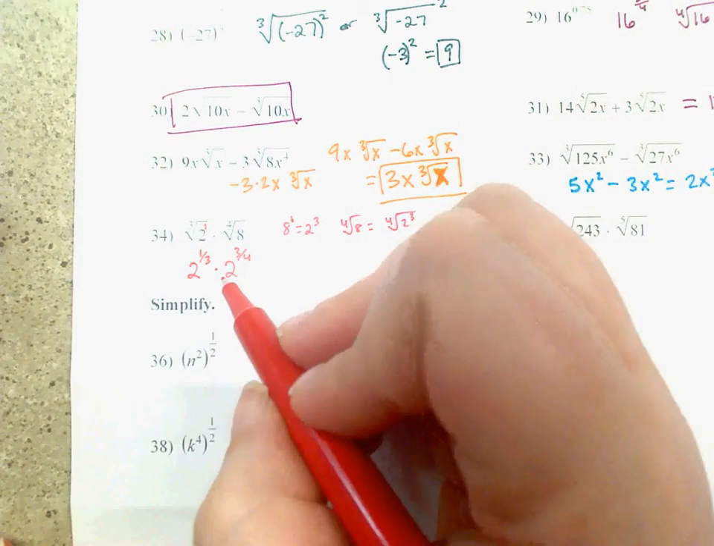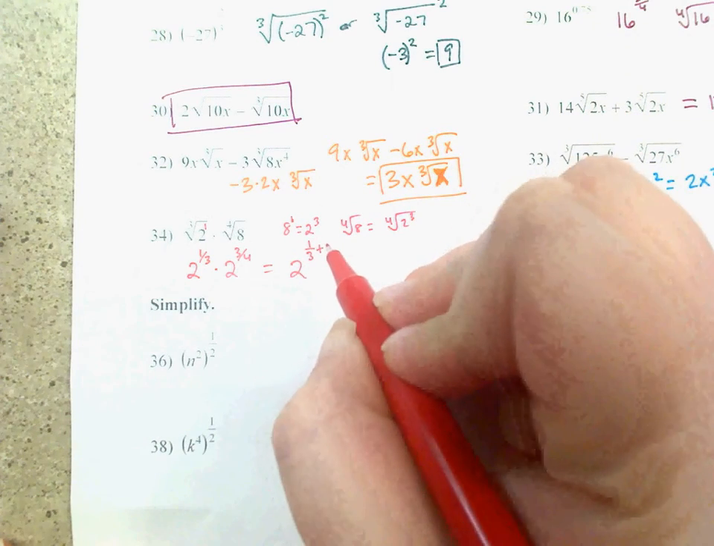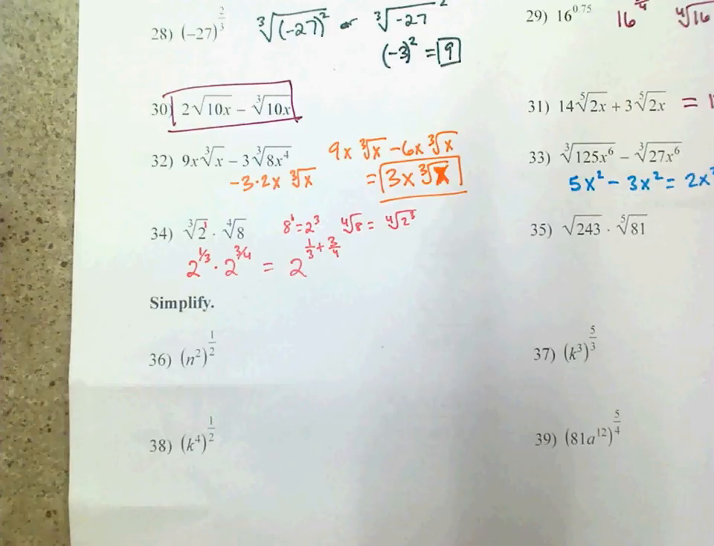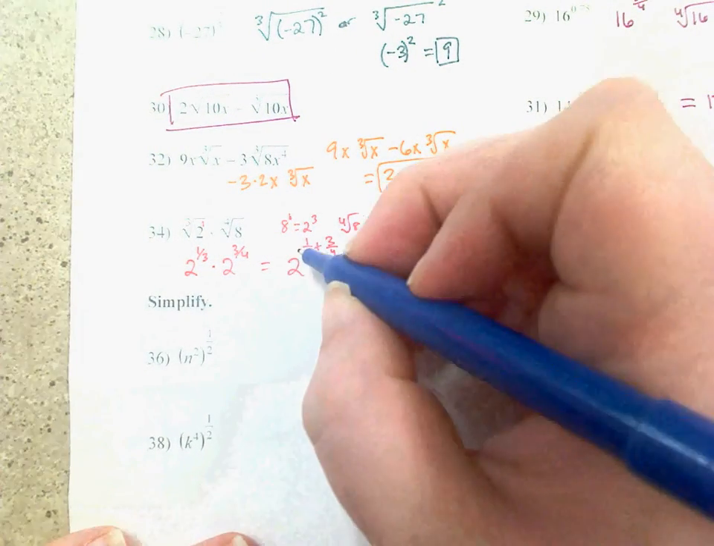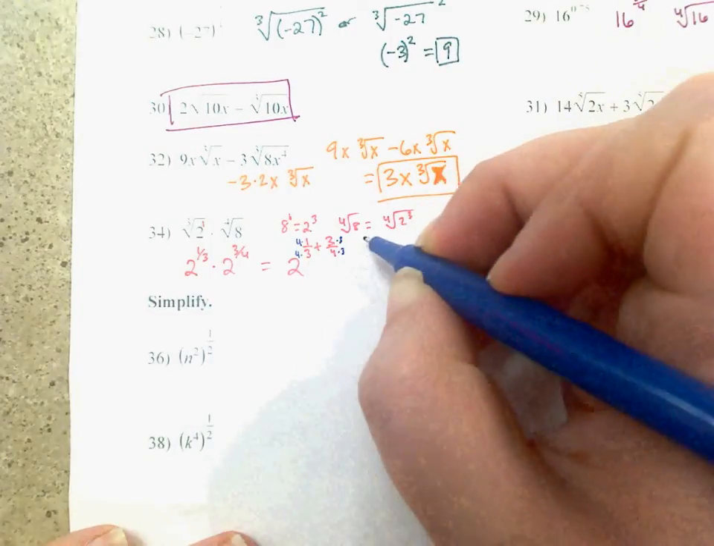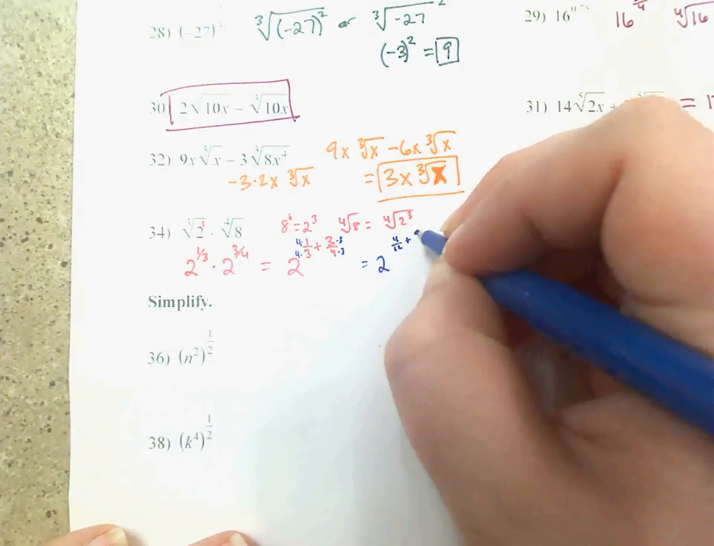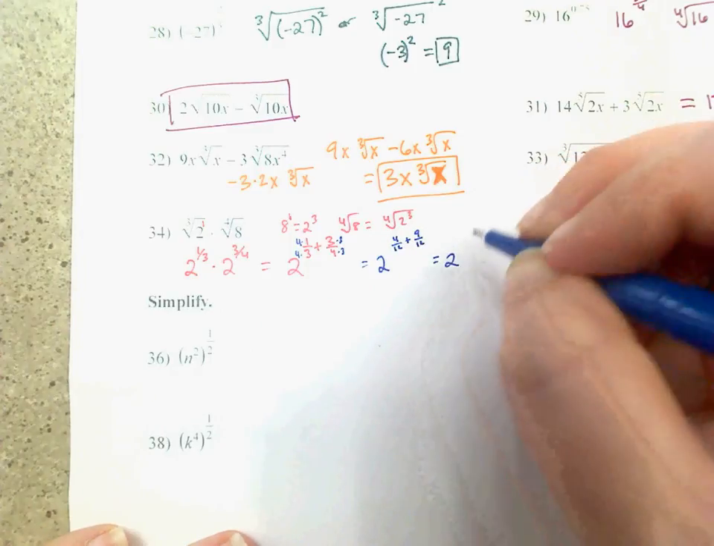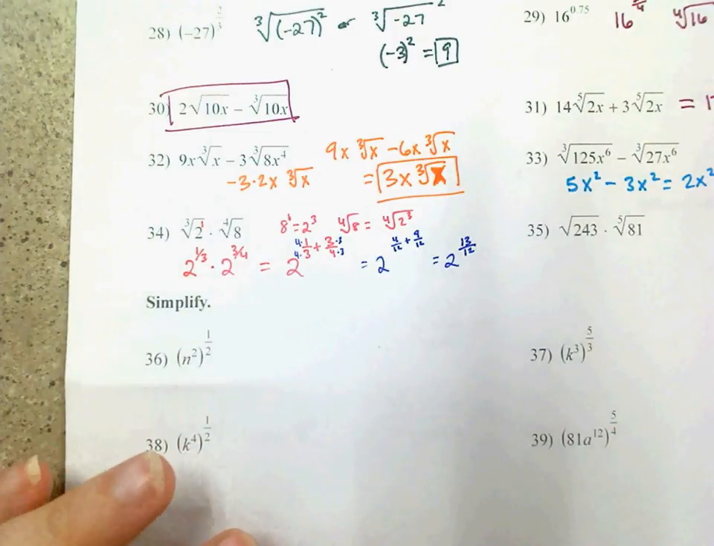I can say 2 to the 1/3 plus 3/4, and now that I have it in one term, I can add the powers, and I need to do that by finding a common denominator. So the common denominator between 3 and 4 is 12, so I multiply top and bottom by 4, and top and bottom by 3. And that leaves me with 2 to the 4/12 plus 9/12, which is 2 to the 13/12. Now, on the review that I posted on the board, I actually did some simplification with this.